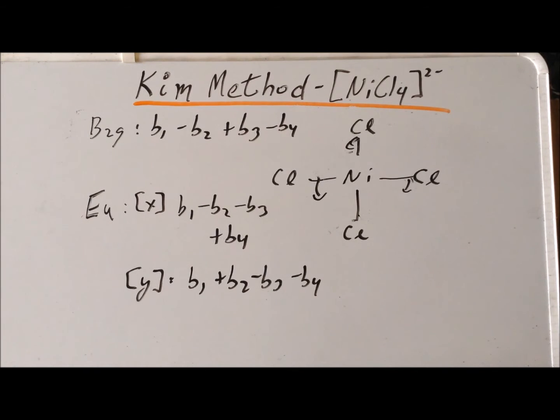We were able to derive 7 of the 9 vibrations easily for this particular ion using the Kim method. The other 2 vibrations can be derived by the Kim method, but they involve a certain amount of extra theory, which isn't particularly appropriate at the moment.